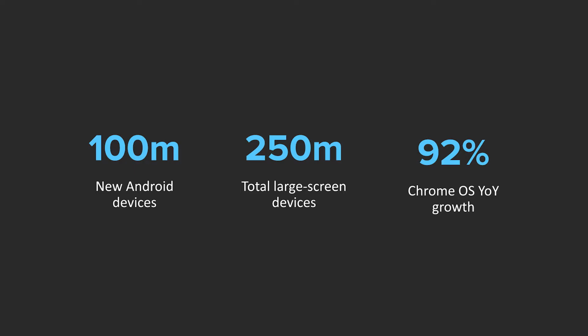And speaking of Chrome OS, it's one of the fastest growing operating systems on the market. All of these devices are considered large screen devices, and they've seen a 92% year-over-year growth. Each of these devices are capable of running Android apps out of the box because they all come pre-installed with Google Play. These are Google's official numbers for the fourth quarter of 2021, and if things keep going the way that they have, they're only going to get better.